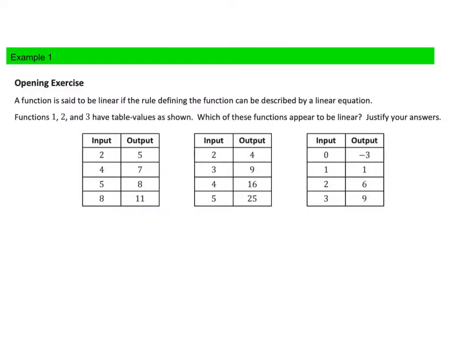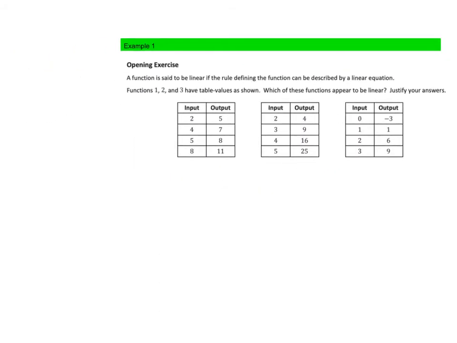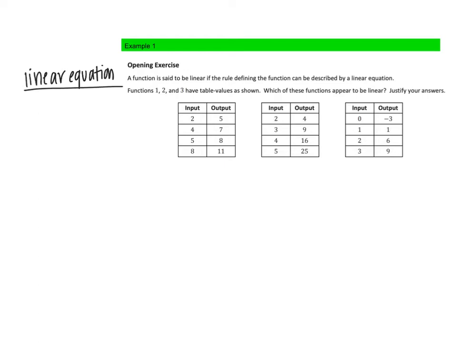Alright, for our opening exercise, it says a function is said to be linear if the rule defining the function can be described by a linear equation. So, first we need to know, what is a linear equation? Okay, what does that mean? What does it look like? What qualifies as a linear equation? What does not? So, obviously we know that when we graph it, it forms a line, right?